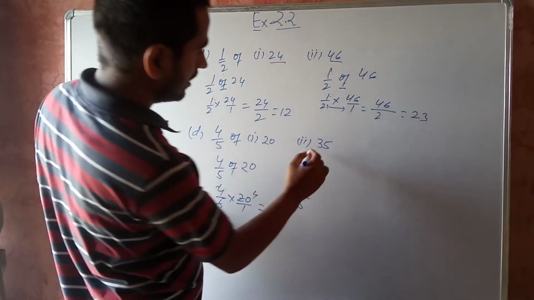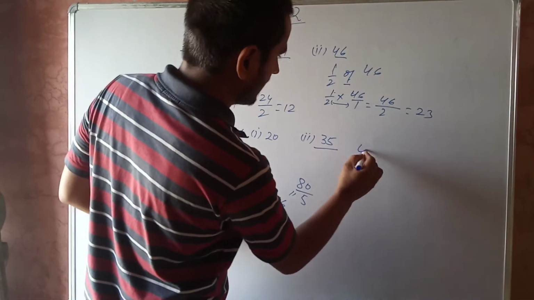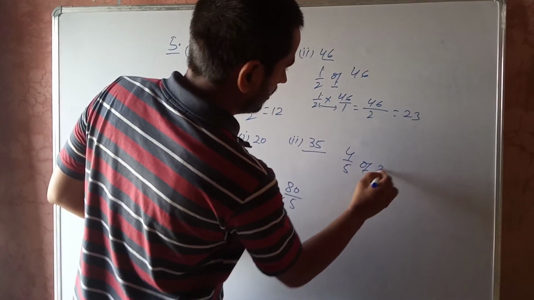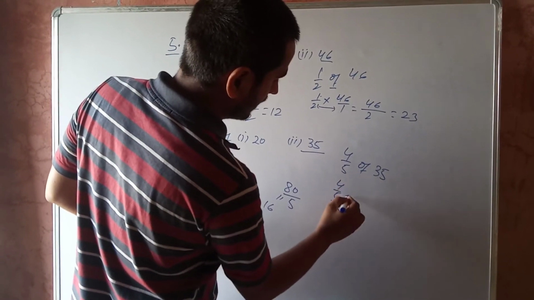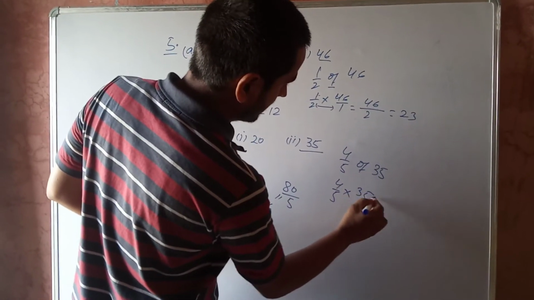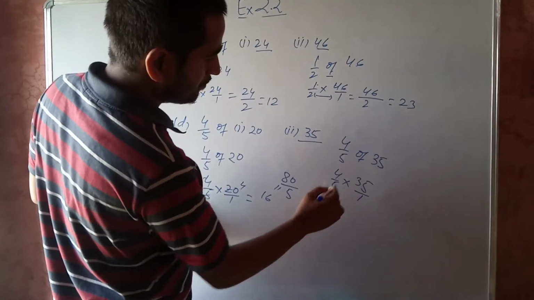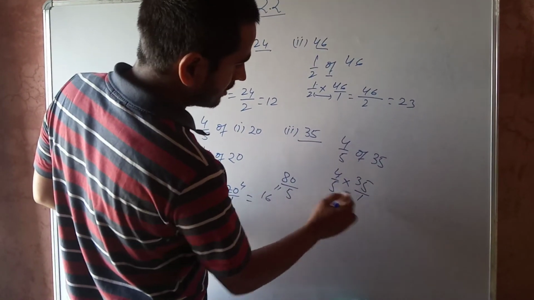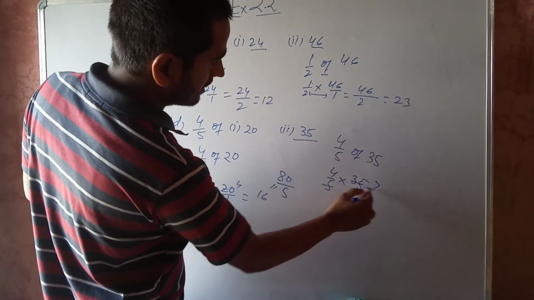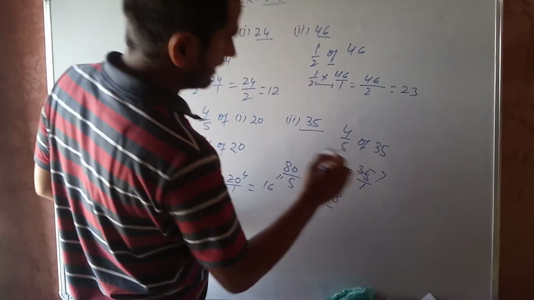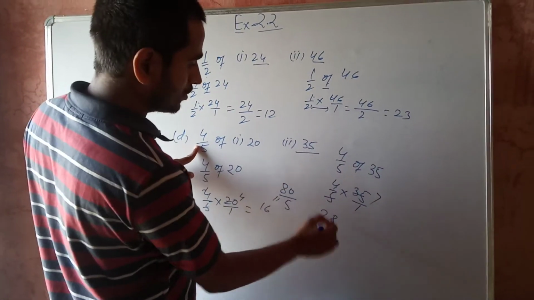Okay, now we will find this value 4 by 5 of 35. Okay, 4 by 5, meaning of "of" is multiplied, 35. We can write 35 as 35 by 1. Now multiply this and this, or you can solve 5 7's are 35 and then multiply 7 4's are 28. 4 by 5 of 35 is 28.